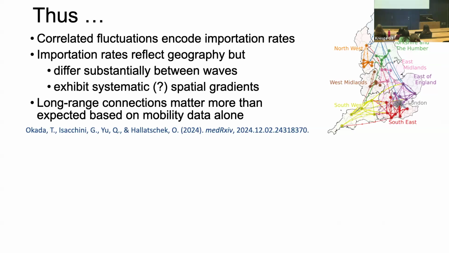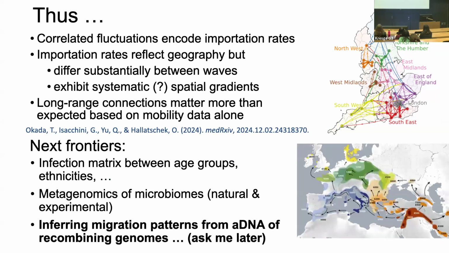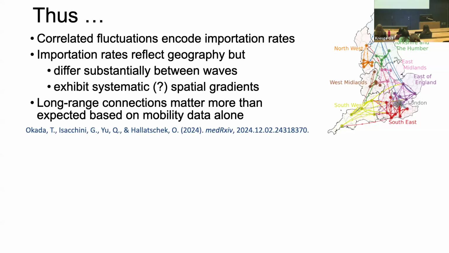All right, with that, I'm really at the end. We see correlated fluctuations in cohort importation rates. These importation rates reflect geography, but differ substantially between waves. We thought we saw spatial gradients, but actually we didn't see spatial gradients, so please erase that. I forgot to do that. And then maybe another point here is that long range connections really matter more than would be expected based on mobility data alone.